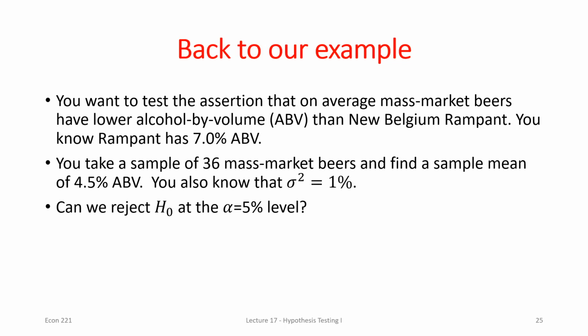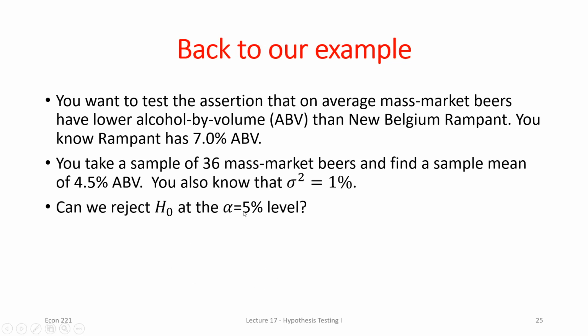Let's say I want to test this assertion about the average mass market beer. I think I changed the name here, so ignore the beer name, but we're still testing against that 7% ABV. We take 36 mass market beers in our sample and find a sample mean of 4.5. Let's say we somehow know the population variance. Once again, this is a little fishy. We'll talk about what happens if we don't know it, but let's for some reason assume we know the population variance. Could we reject the null hypothesis at the 5% level, or an alpha of 0.05?